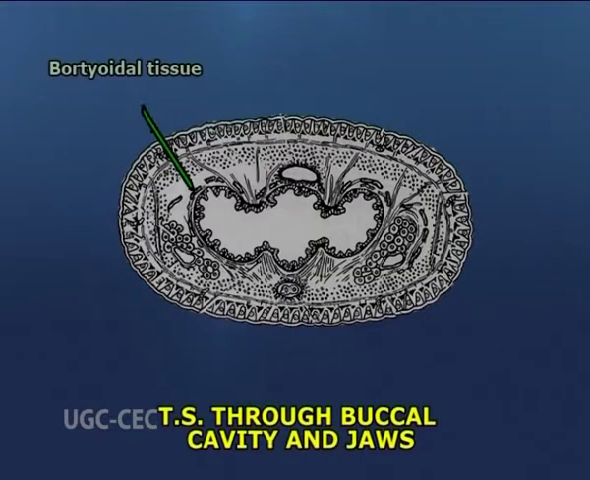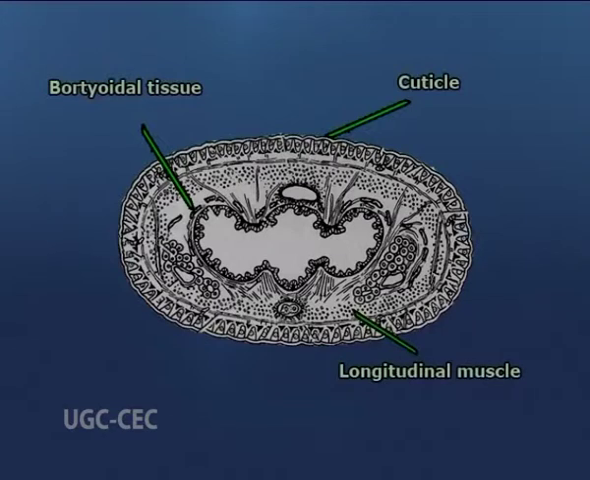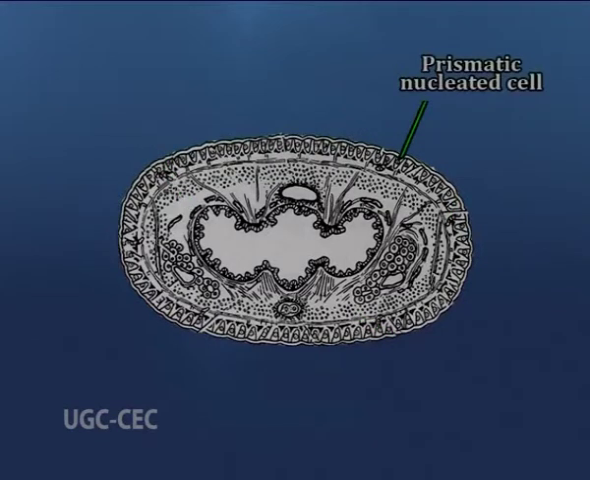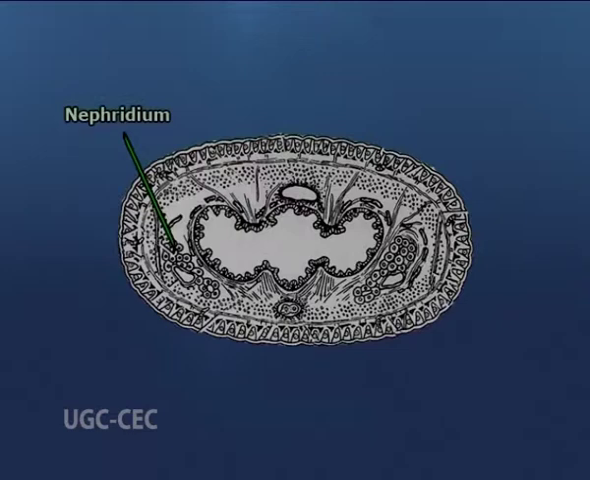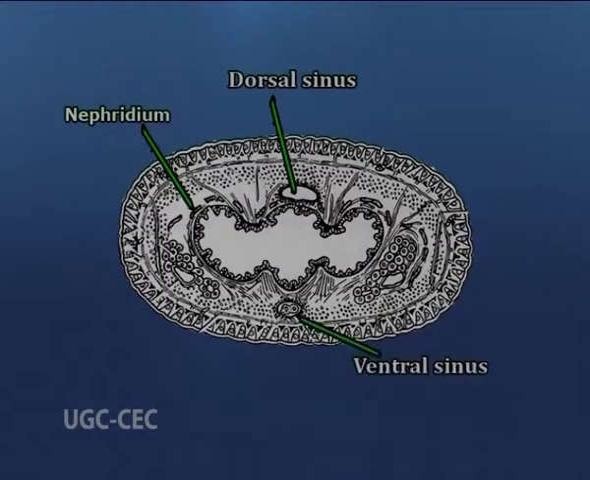Crop is composed of cuticle, longitudinal and circular muscles and a thin internal epithelial lining of prismatic nucleated cells. Cavity of the crop and its diverticula is continuous, giving a 3-chambered appearance. Segmental organs or nephridia are also seen. Crop and diverticula are capable of great dilatation to store a large quantity of blood. Other parts seen are dorsal sinus, ventral sinus and ventral nerve cord.